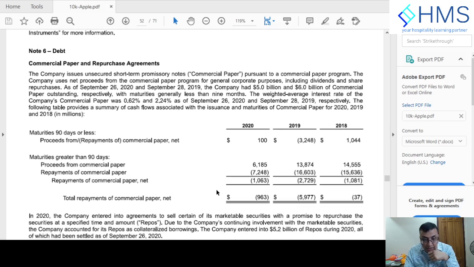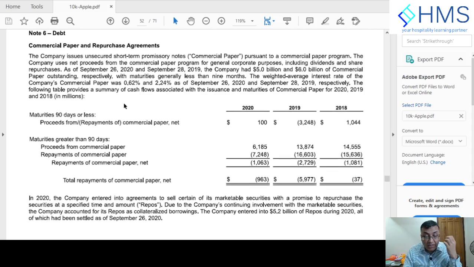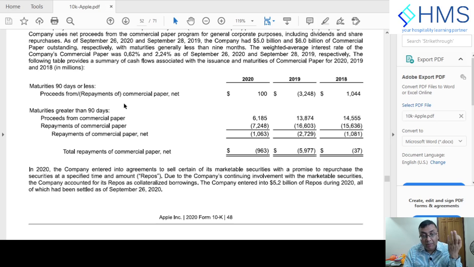So commercial paper is there. The commercial paper interest rate is 0.62% and 2.24%, the average interest rate of the commercial paper as of 2020 and 2019. So 2019 was 2.24% and 2020 was 0.62%. Now 0.62% is quite low compared to the interest rate you can probably get in the market. That's why the company is still keeping the commercial papers.